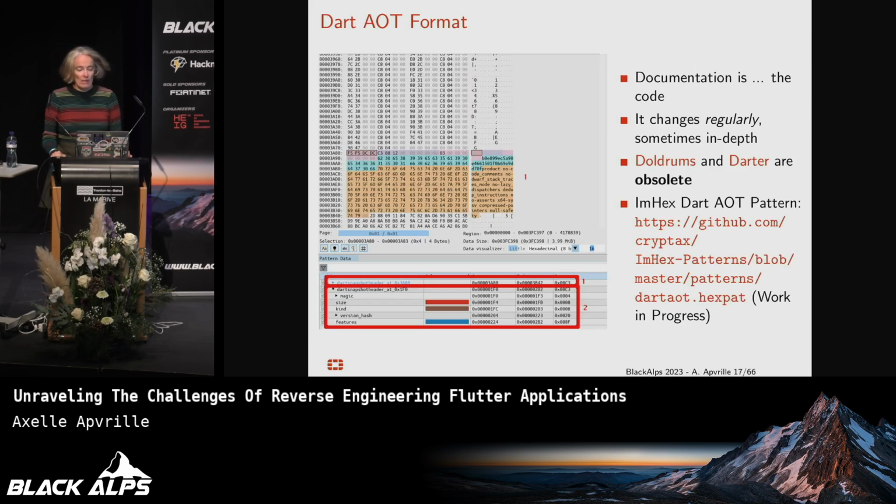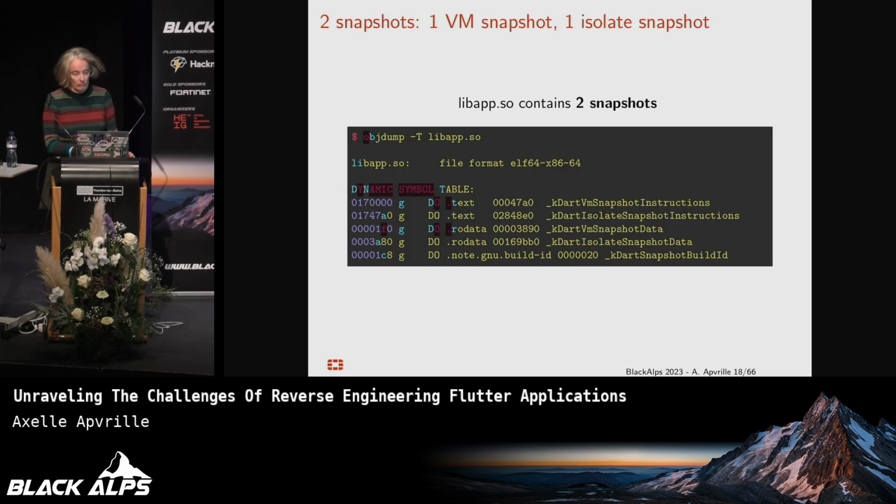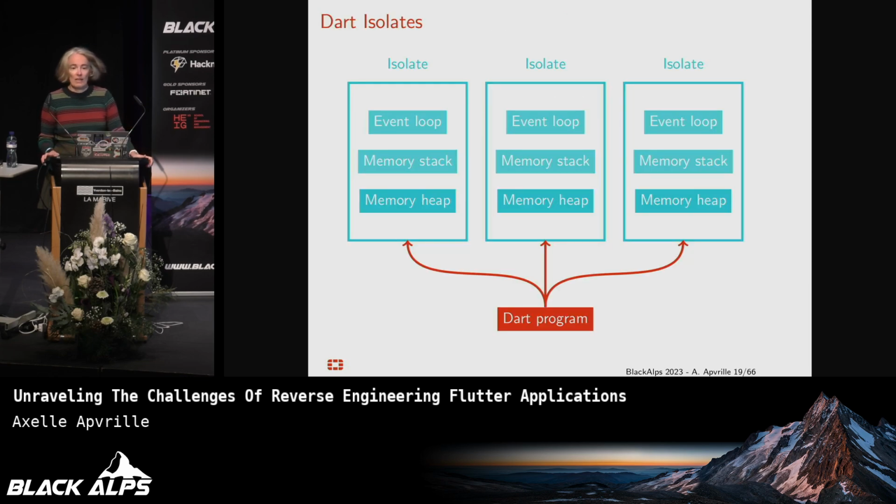So if you get into that, I also wrote a pattern for Dart AOT snapshots. And if you put your library in there, you'll see that there are actually 2 AOT snapshots in libapp.so. You can also see that if you run objdump, it will tell you that you have a VM snapshot and an isolate snapshot. So what's an isolate?